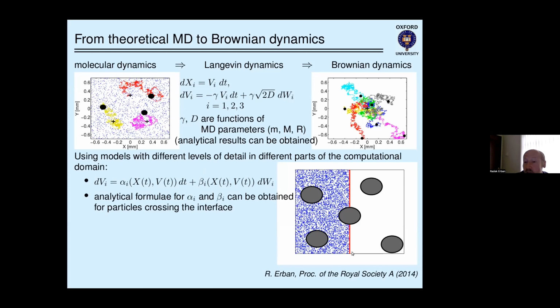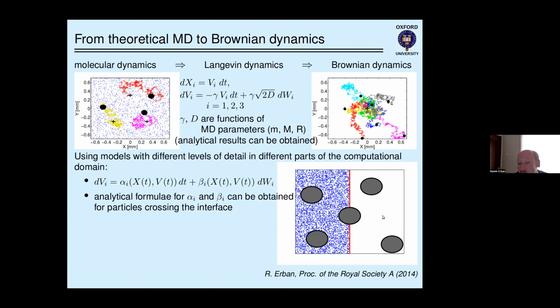So basically, you have a part of the domain where you simulate molecular dynamics, where you simulate individual particles, and a part of the model where you do Brownian dynamics. And you have to decide what you do when the molecule transfers from the detailed model here. It's subject to collisions on one side from the molecular dynamics model, but it's also subject just to a stochastic force. So for this particle crossing the interface, we can obtain some analytical formulas for the drift and diffusion coefficients, which are dependent on position and velocity.